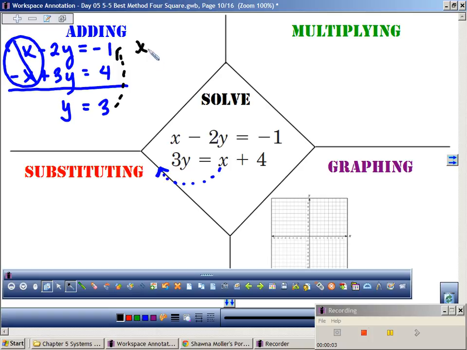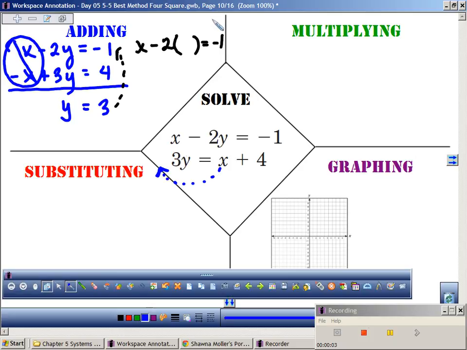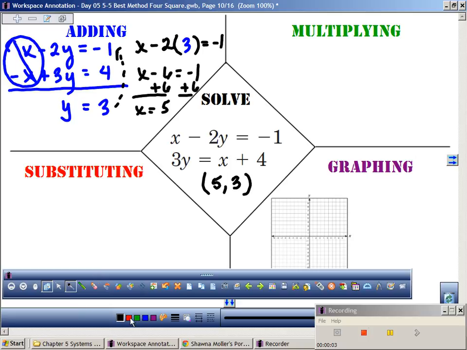Now we want to substitute back into the original equation. So I'm going to write out my equation, and substitute 3 for y. X minus 6 equals negative 1. Add a 6 to both sides. And I get x equals 5. So my solution is, we can erase this now, 5, 3. All right.